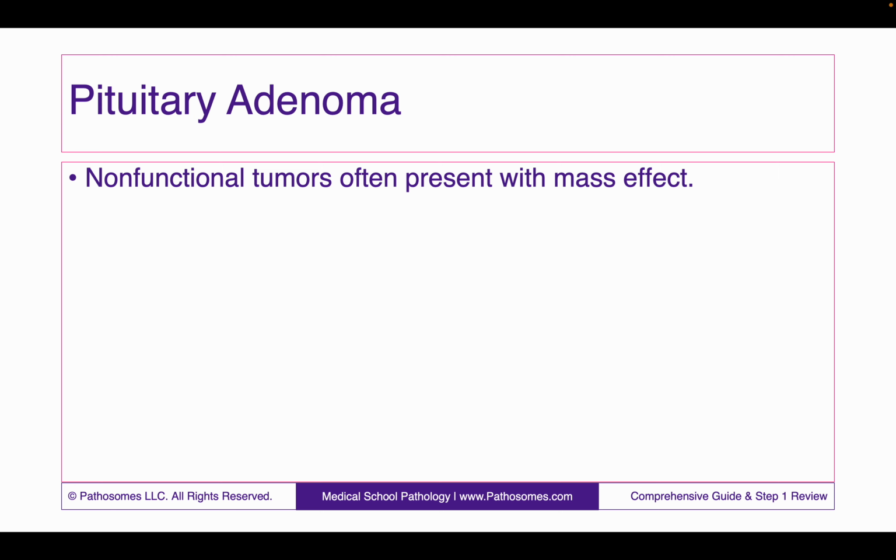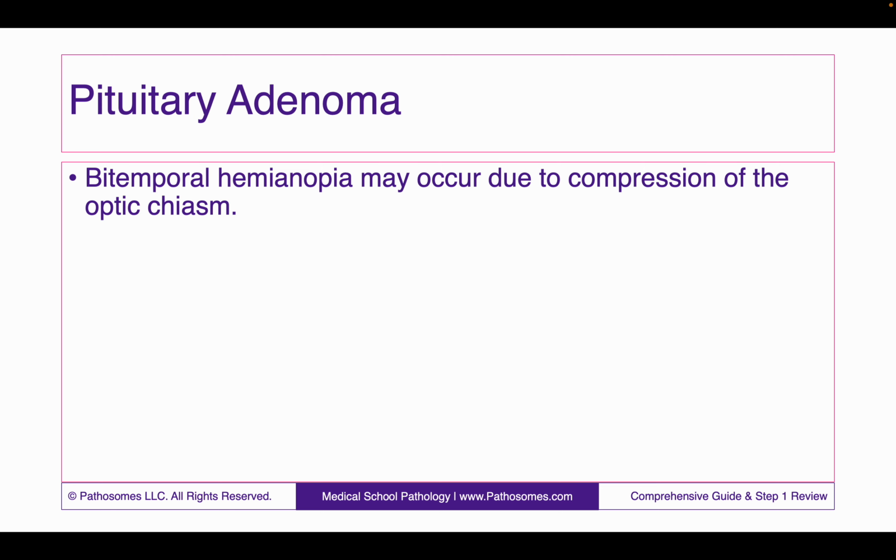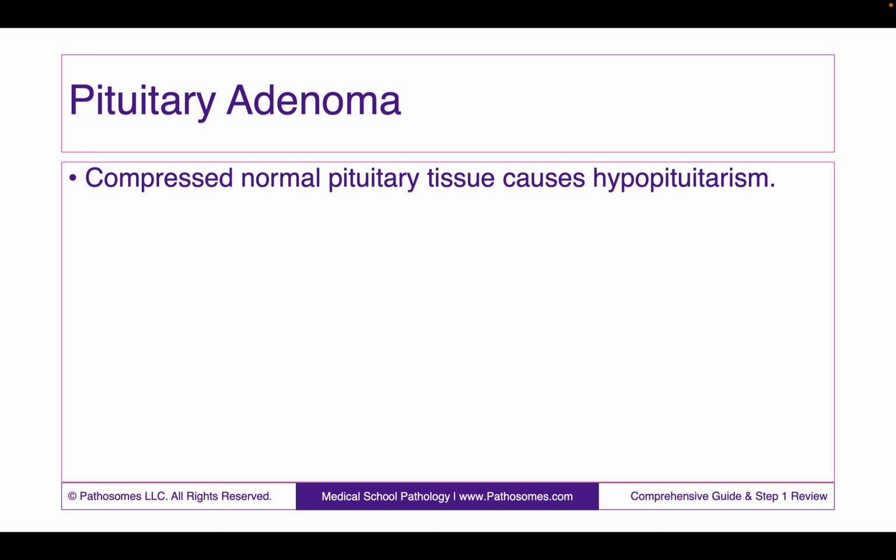You might get some CNS symptoms, such as bitemporal hemianopia or hemianopsia, depending on how you pronounce it or spell it. This may occur due to compression of the optic chiasm. Compressed normal pituitary tissue causes hypopituitarism.